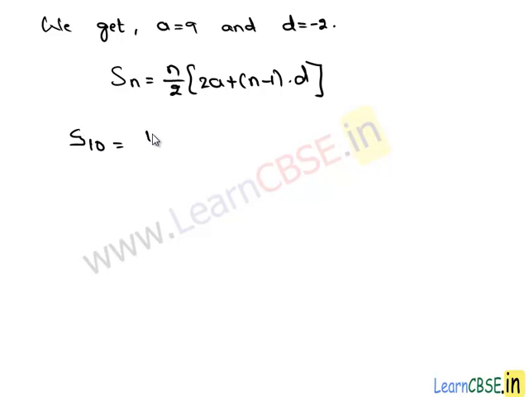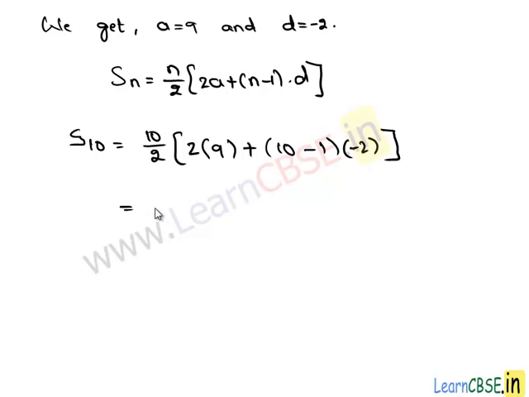So S10 is equal to 10 upon 2 times 2A. Here A is 9. And then we have n minus 1 times D. N is 10. 10 minus 1 times negative 2. The value of D is negative 2. Let's simplify it. 2 goes in 10 5 times. And here we have 2 times 9, which is 18. And then 10 minus 1 is 9. And 9 times negative 2.